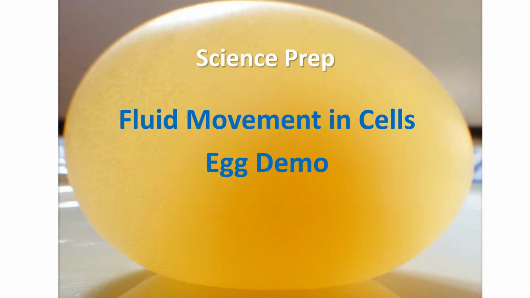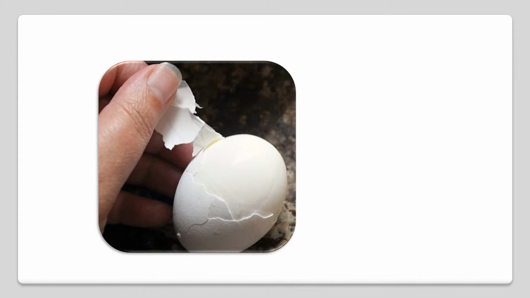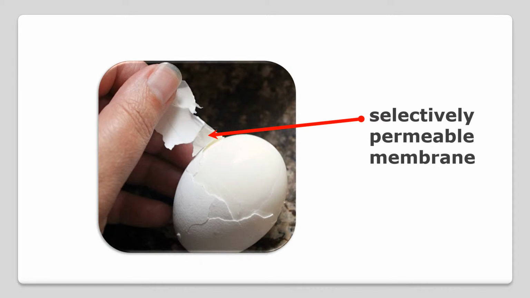In this video, we will be looking at fluid movement in cells by doing an egg demo. Have you ever hard-boiled an egg, then peeled off the outer shell to find a thin membrane underneath? This inner membrane is a selectively permeable membrane. It allows for osmosis, the movement of water into and out of the egg. It does not allow solutes to pass through.